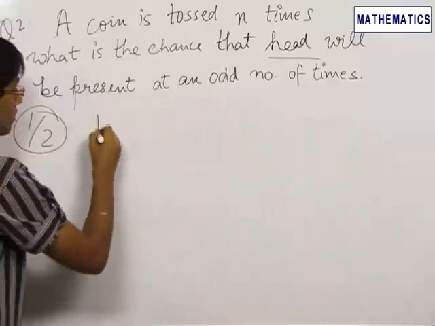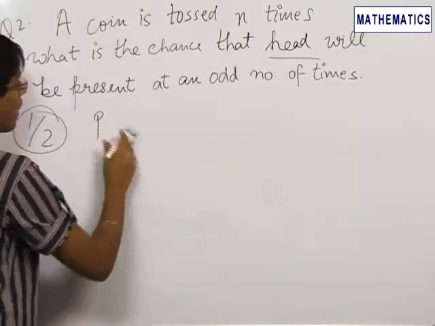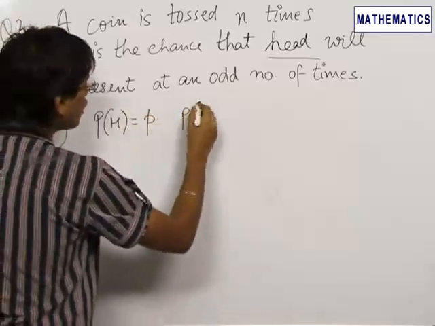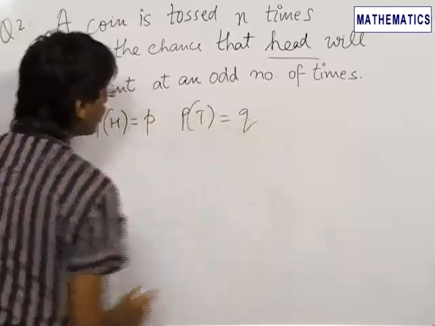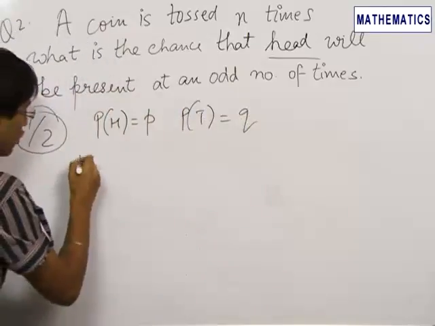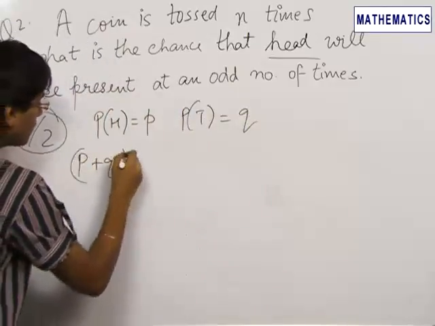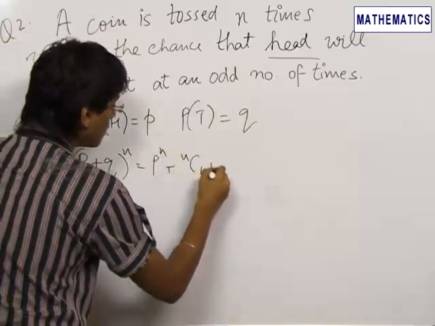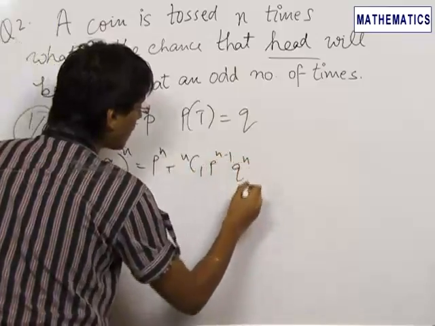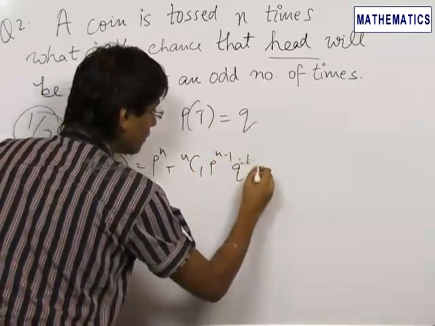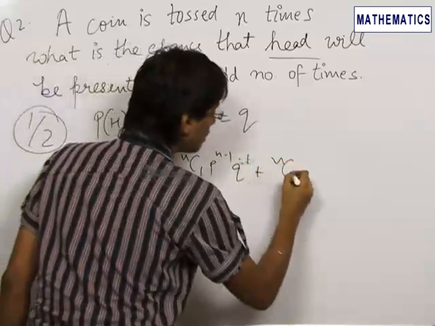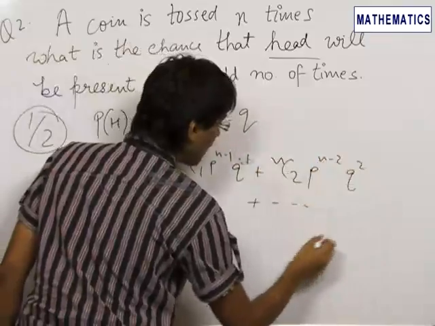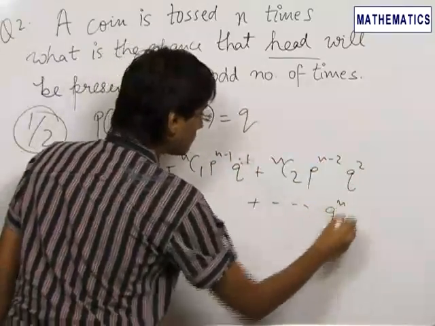Or what we can do is, we can assume the probability of a head coming to be equal to P and the probability of tail coming to be equal to Q. Now we apply the binomial theorem. (P plus Q) power n is equal to P power n plus NC1 P power n minus 1 Q power 1 plus NC2 P power n minus 2 Q power 2 up till Q power n.